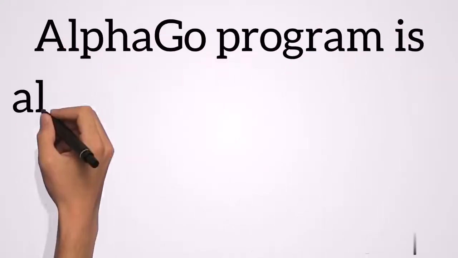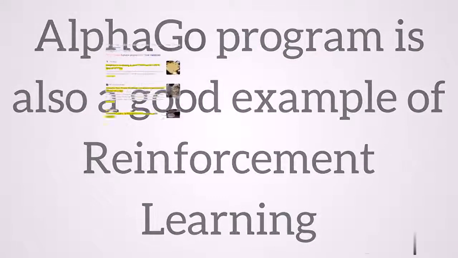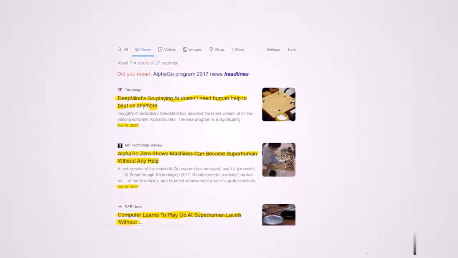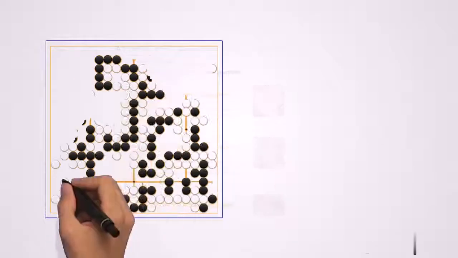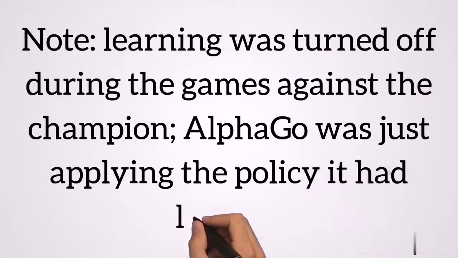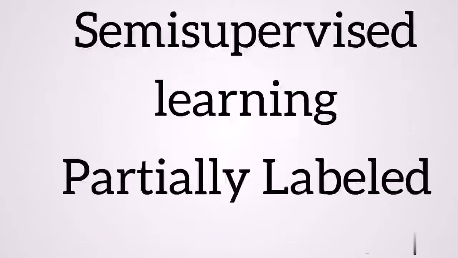AlphaGo program is also a good example of reinforcement learning. It made the headlines in May 2017 when it beat the world champion Ke Jie at the game of Go. It learned its winning policy by analyzing millions of games and then playing many games against itself. Note: learning was turned off during the games against the champion, Ke Jie. AlphaGo was just applying the policy it had learned.